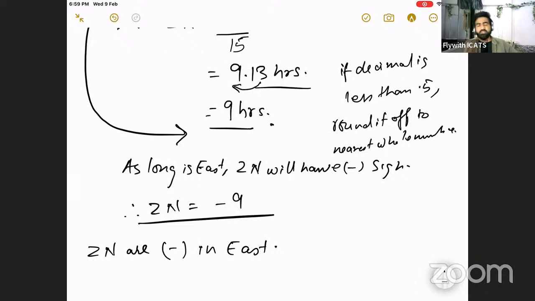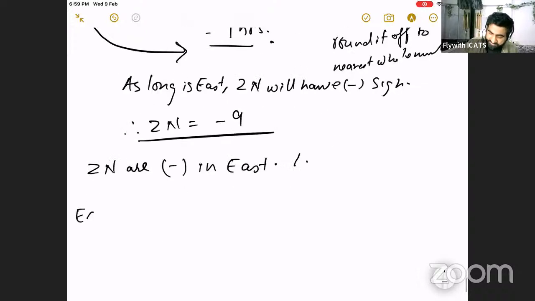What is east? Any meridian that is east of the prime meridian is east. 001 to 179 east. Or you could say 000000001, like that. But it's okay. Remember this.